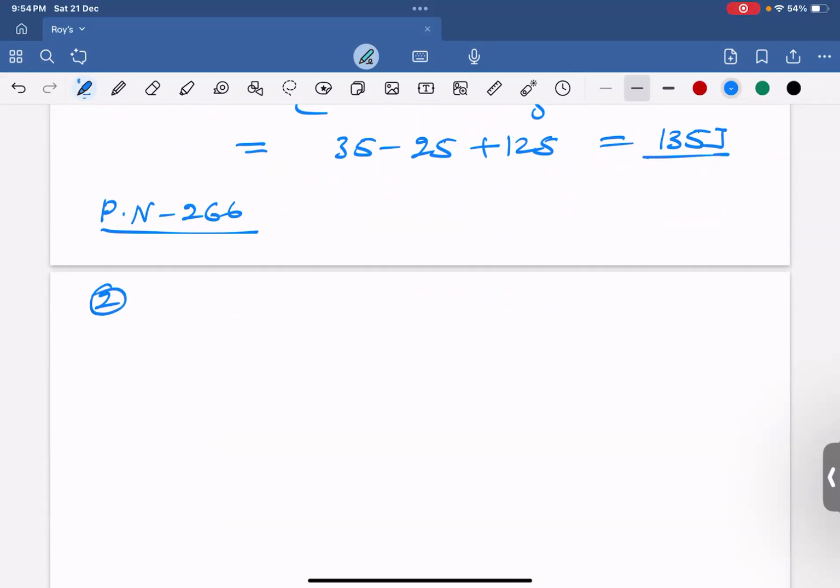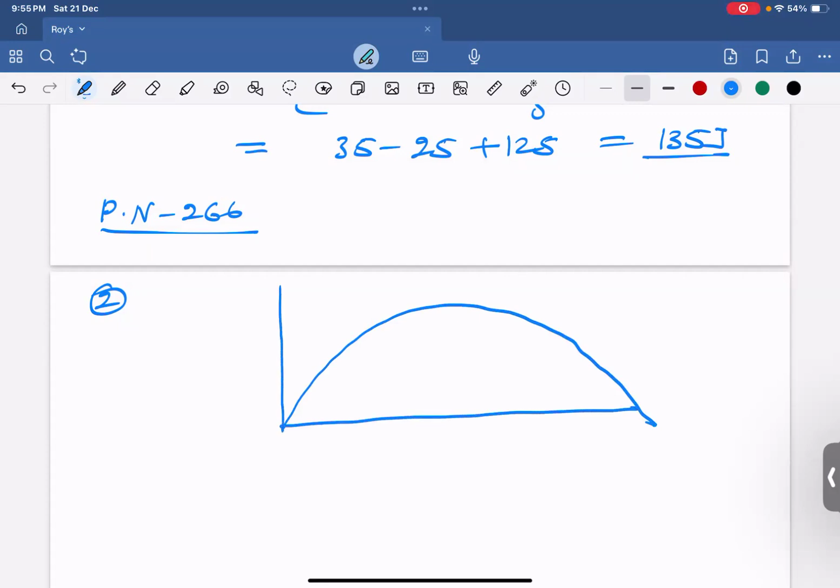Second question. A particle of mass m is projected with speed u at an angle theta with the horizontal from the ground. The work done by gravity on it during its upward motion. So if it is a projectile motion, it goes like this.